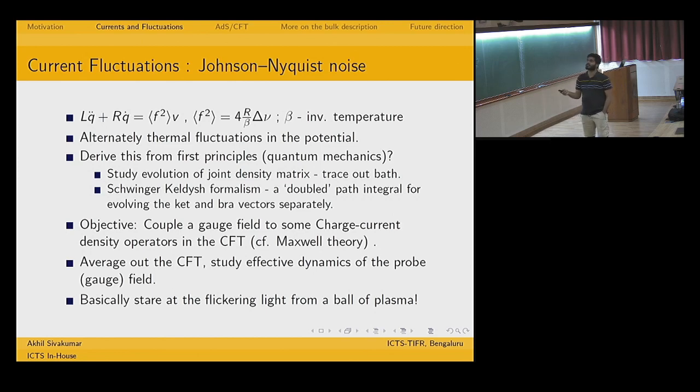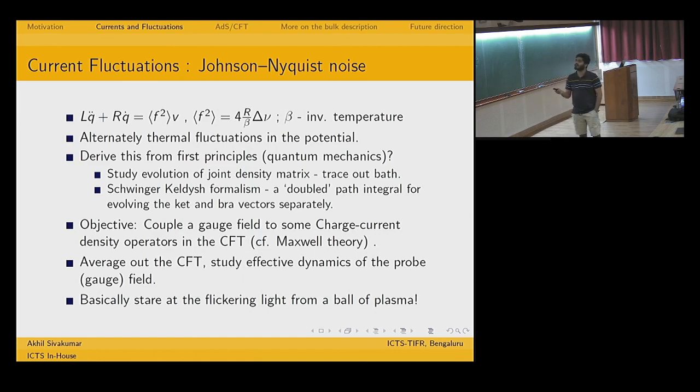So our objective is to couple a gauge field to some charge current density operators in the CFT. Compare this with Maxwell theory, where you have currents and then gauge fields. You don't ask where the currents come from, but you really write equations thinking of the gauge field as your primary object. So then you average out the CFT and study the effective dynamics of the probe gauge field.